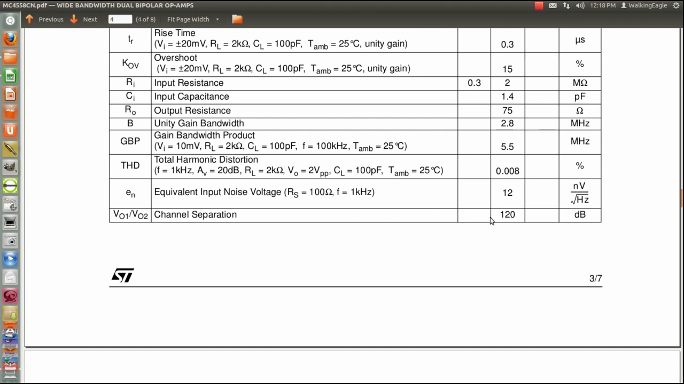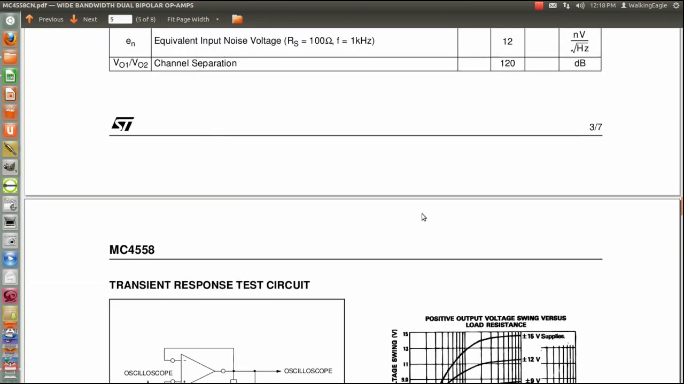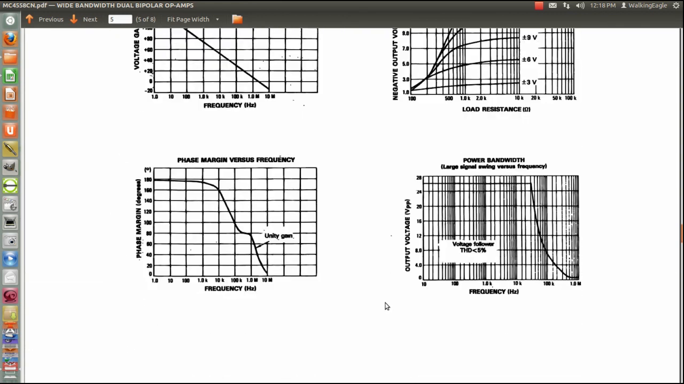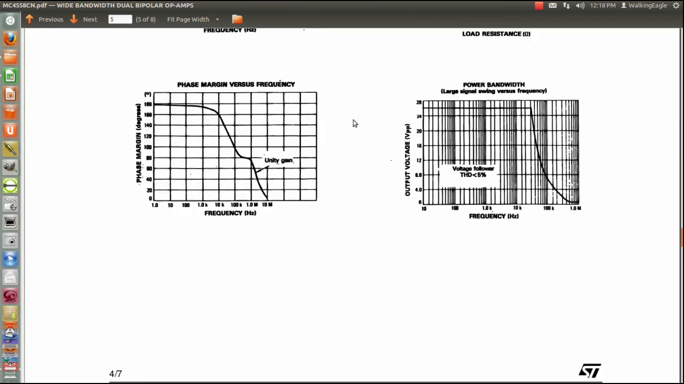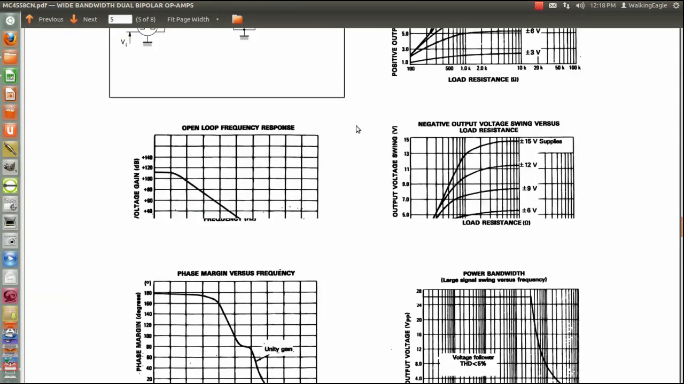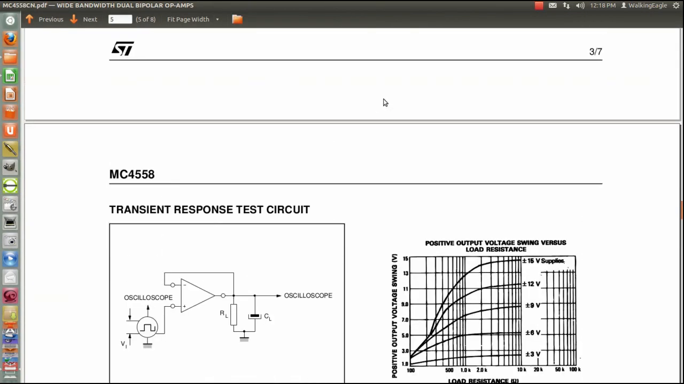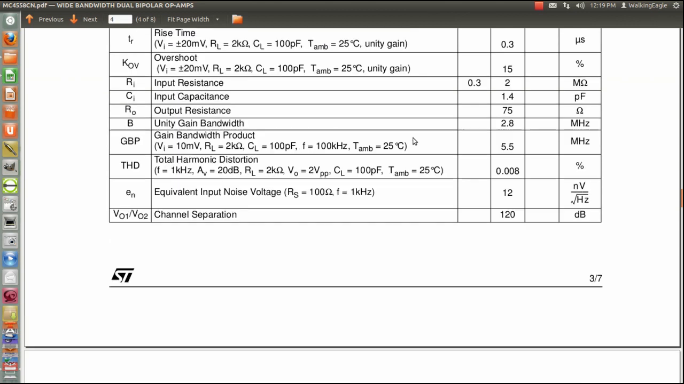Final numbers, channel separation, and that's also in dB, and that means that one channel does not have much effect at all on the other channel, because we have two op amps in this thing. And that's pretty much everything to do with the AC response, and what this whole data sheet's about. So we've pretty well talked through the whole data sheet. I did a little chuck and jive there, but not a lot. So I think I've pretty well explained this thing.